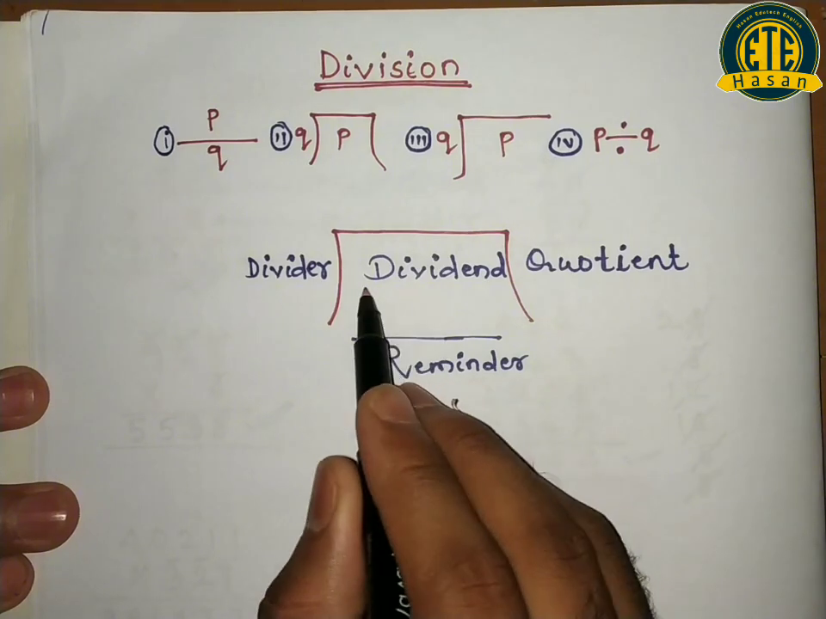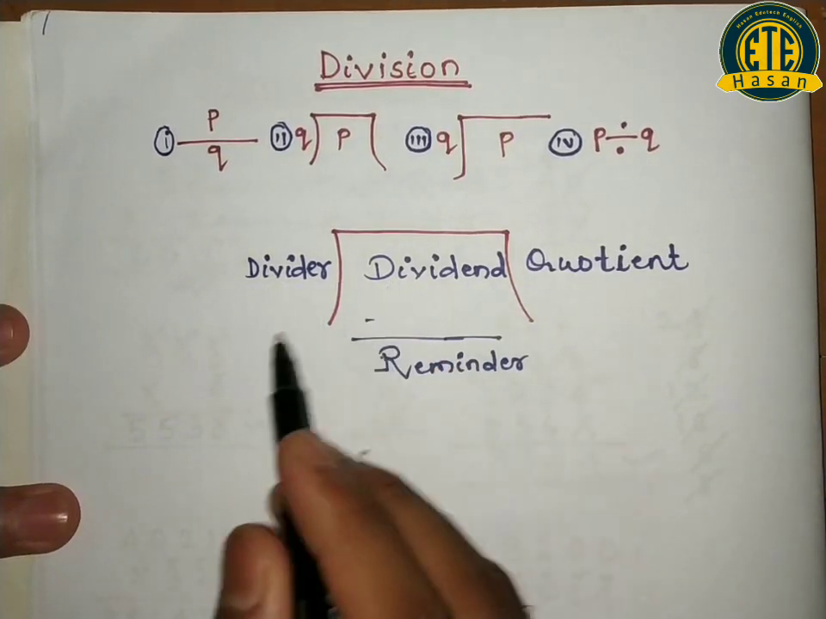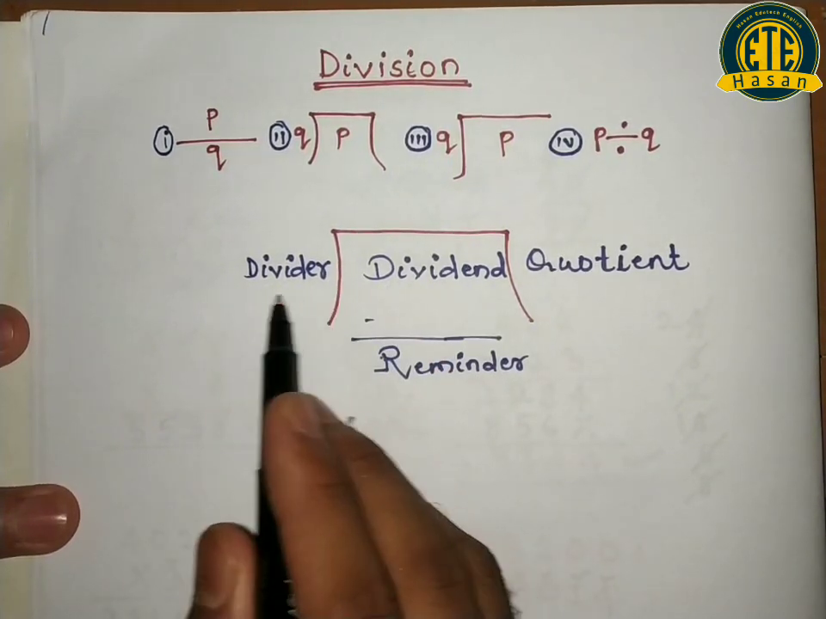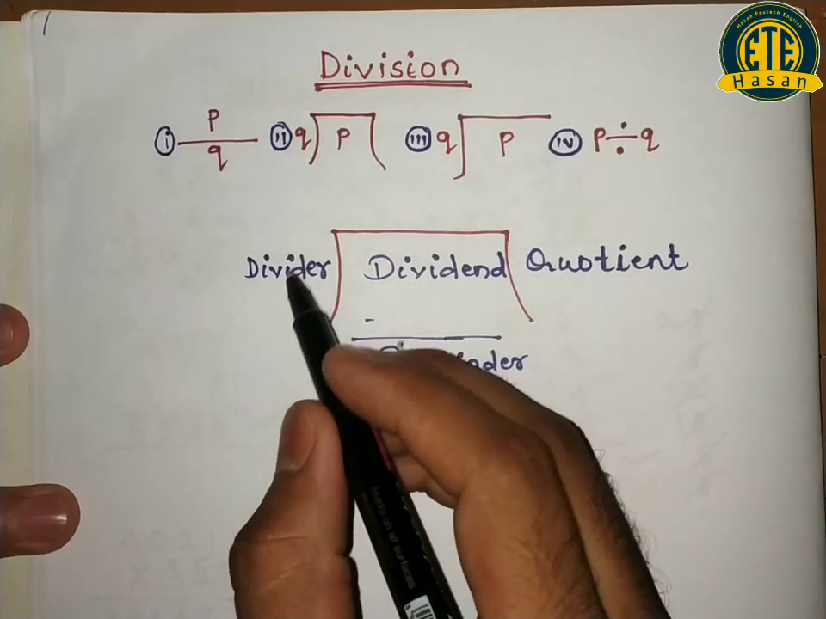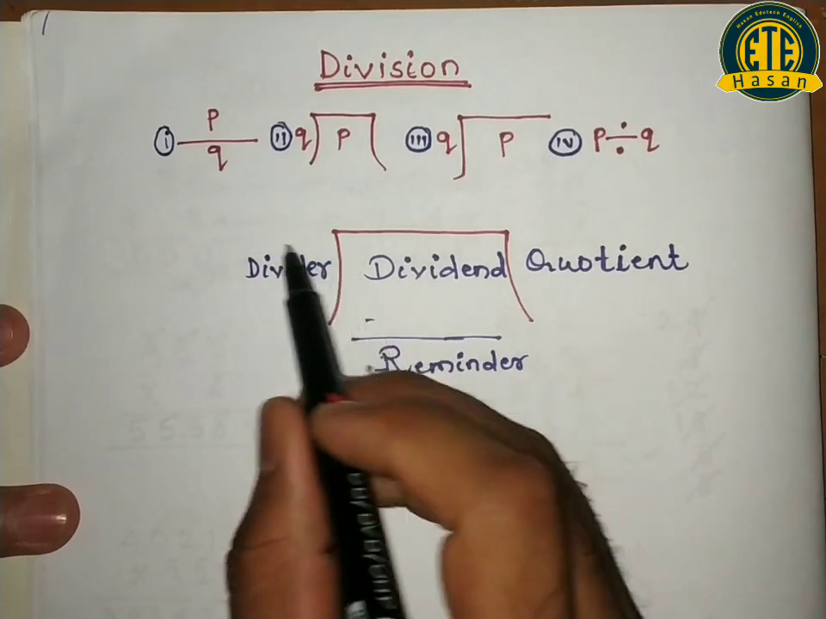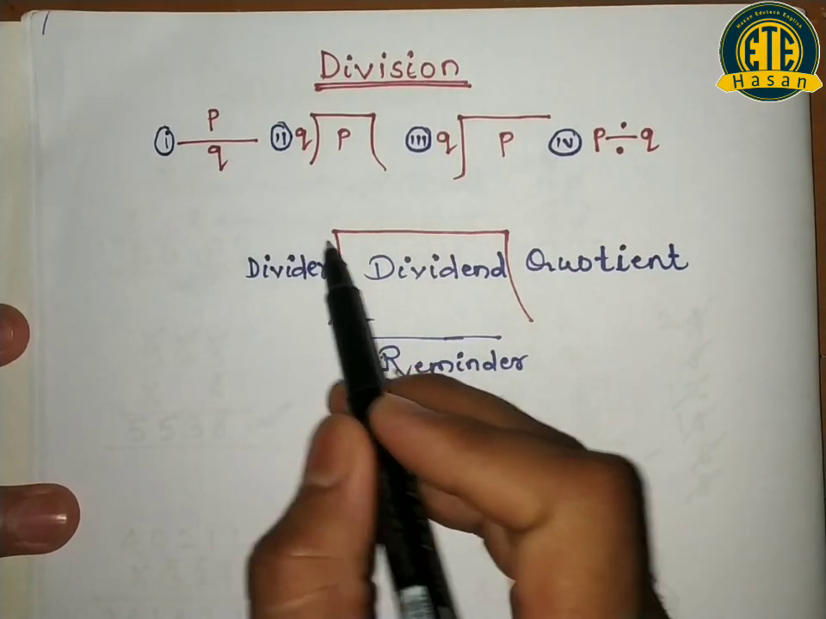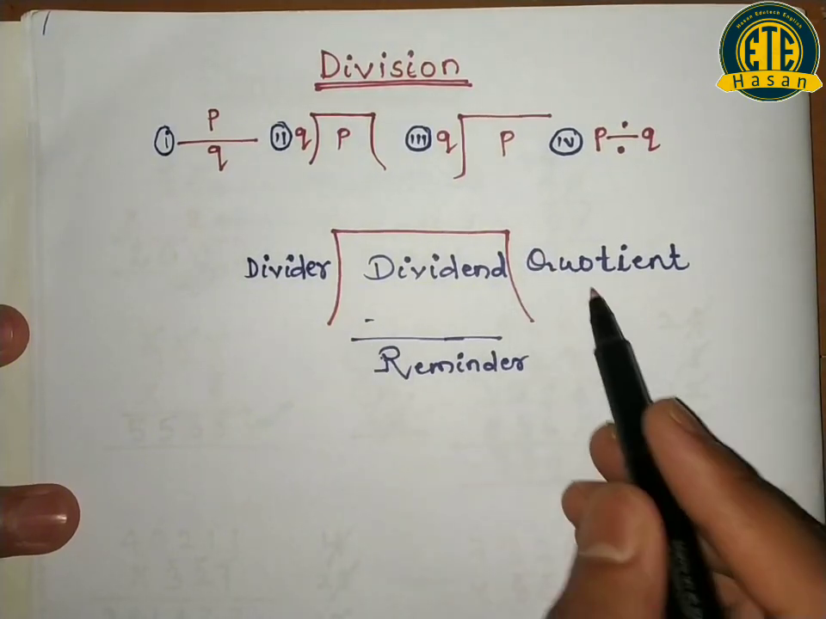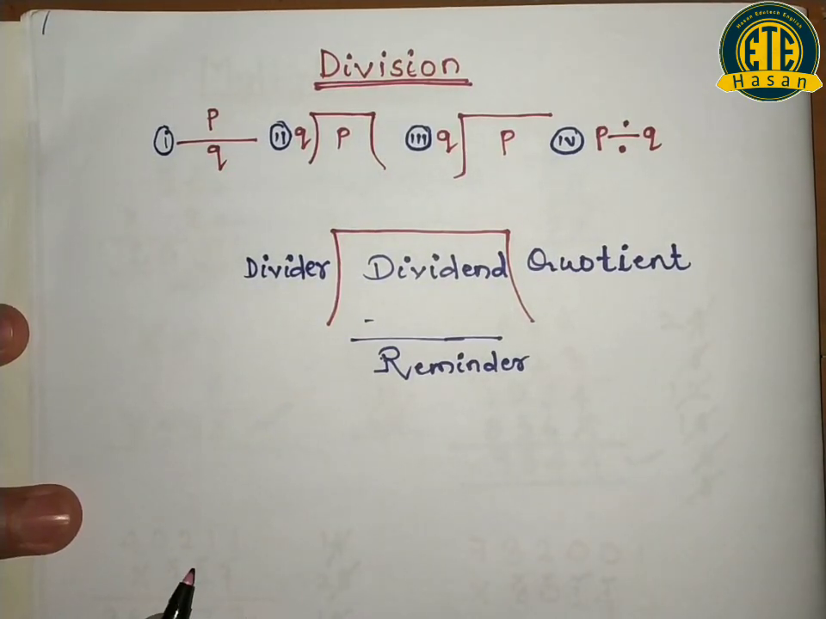We will be given a dividend with a divider. The divider is also called a divisor. So we will be given two numbers, the divider and the dividend. We have to find out the quotient and remainder. So let's begin.